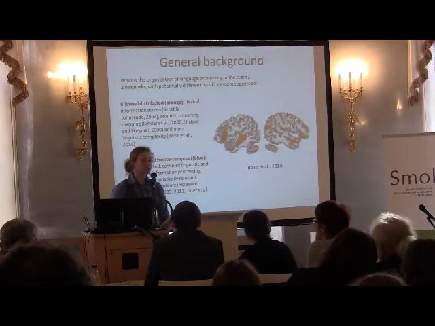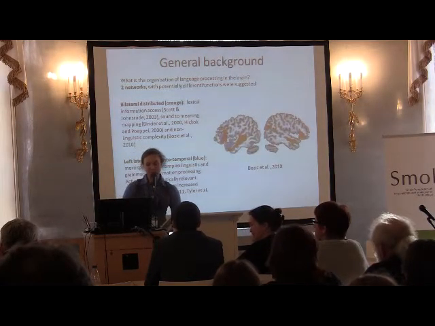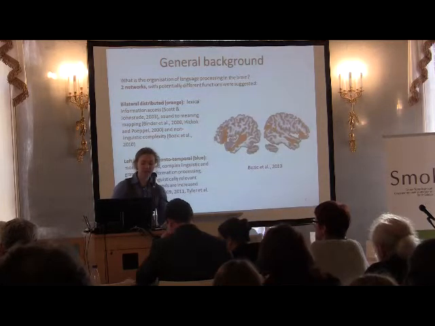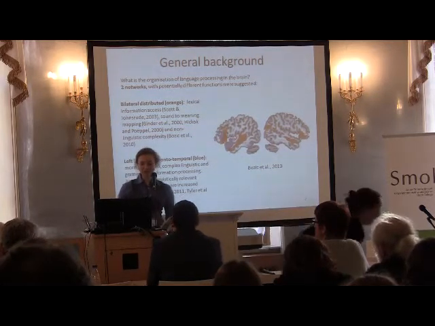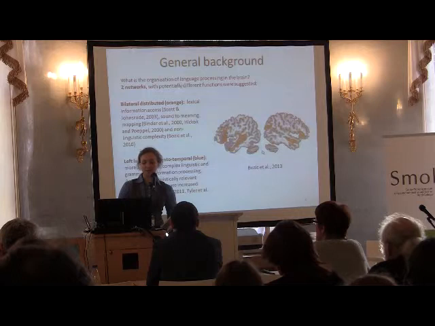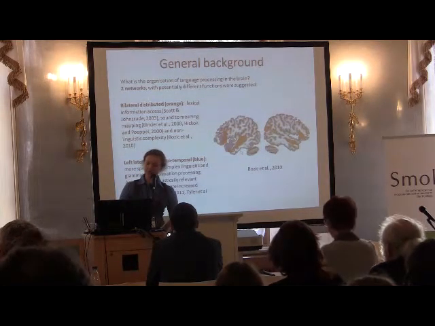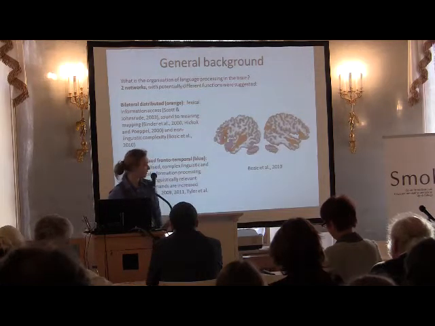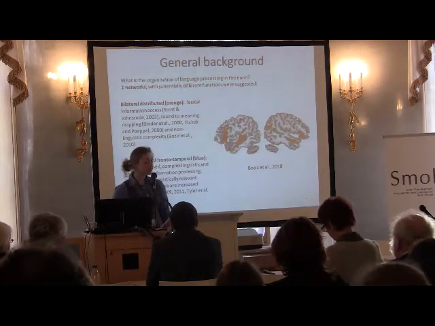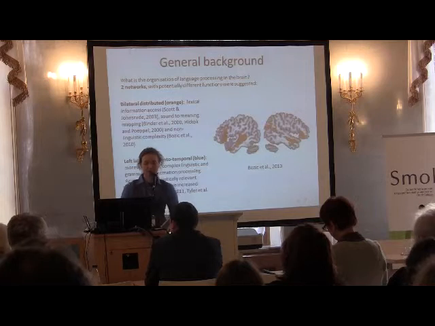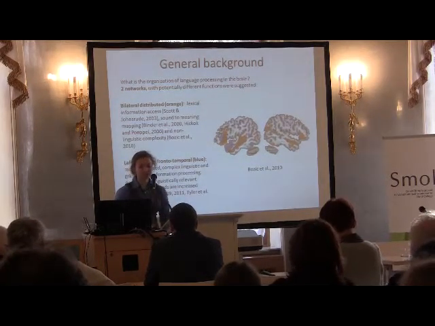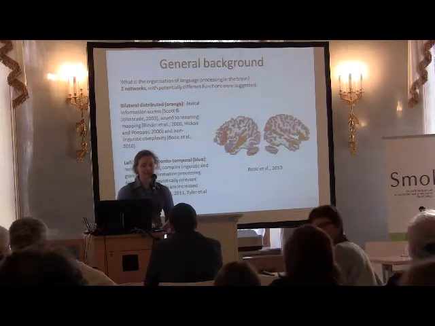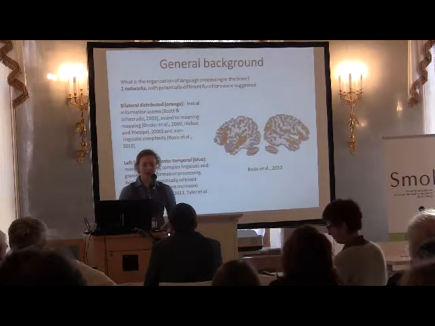described with potentially different functions. First one is the bilateral distributed network, shown here in the orange. So it involves the areas on both the left and the right temporal cortices and also the inferior frontal areas. And this network is being described as involved in more general linguistic processing, lexical information access, sound-to-meaning mapping, and non-linguistic complexity.